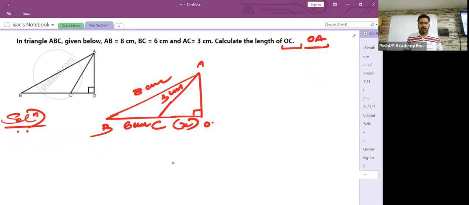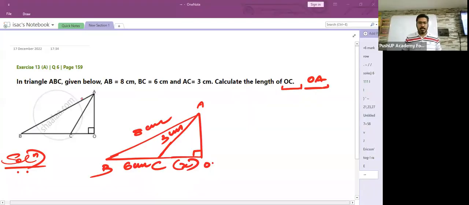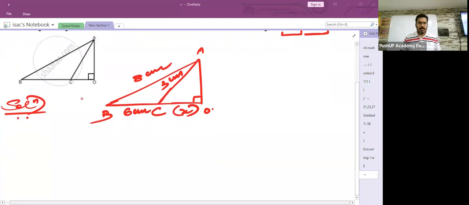Now, we'll do one thing. We will divide this original figure into two separate figures, a bigger one and a smaller one. Deekshit has already solved it. So I'll do it.